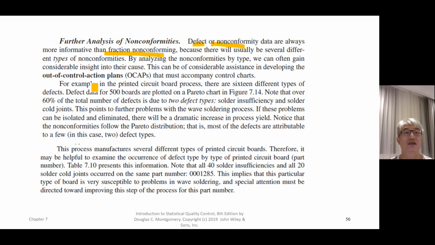So notice that the nonconformities follow the Pareto distribution. That is to say, most of the defects are attributable to only a few, in this case two, defect types. That would be more appropriate than accommodating all of the defect types. So this process manufactures several different types of PCB boards. Therefore, it might be helpful to examine the occurrence of the defect type by type of PCB board. So table 7.10 presents this information.